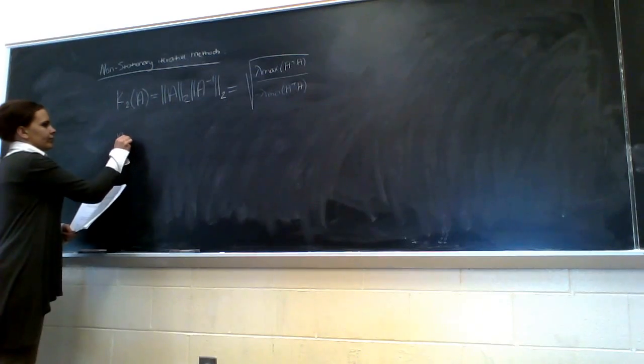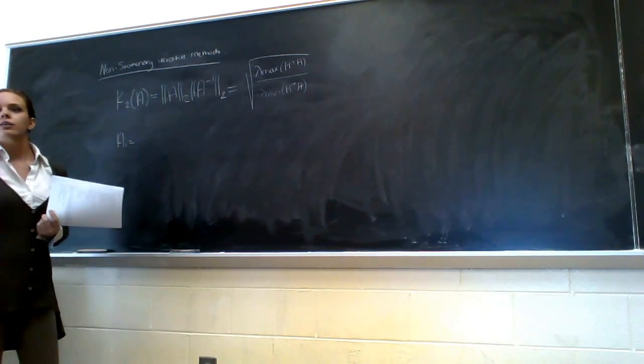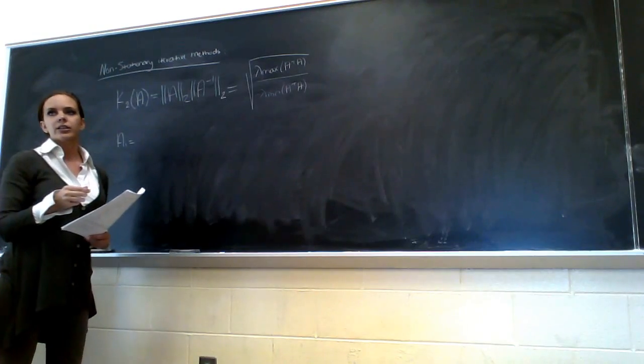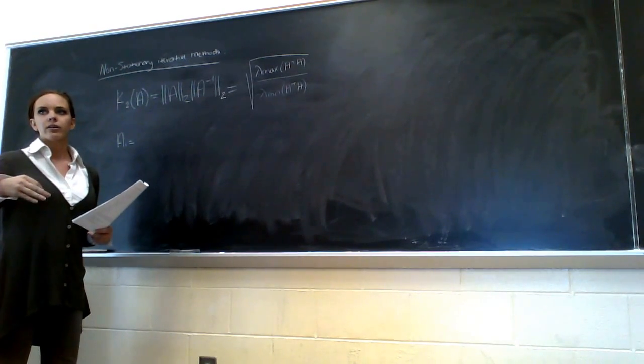Why is it divided by? I'm sorry, do what? Why is it divided by? Because this is A inverse here. So we have, timesing it is actually dividing. Right.